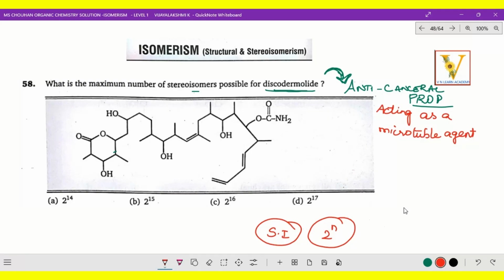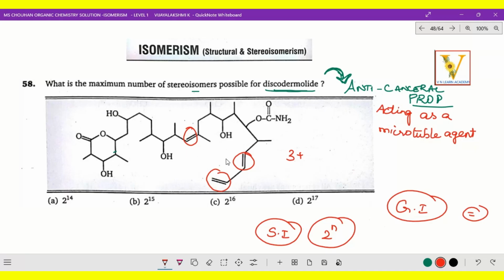First and foremost, geometrical isomers have to be present. Geometrical isomers mean double bonds. How many double bonds are available here? One, 2 and 3. Three double bonds are there. So that means 3 plus. Geometrical isomerism is connected with CH double bond CH only. The C double bond O we will not consider, right?